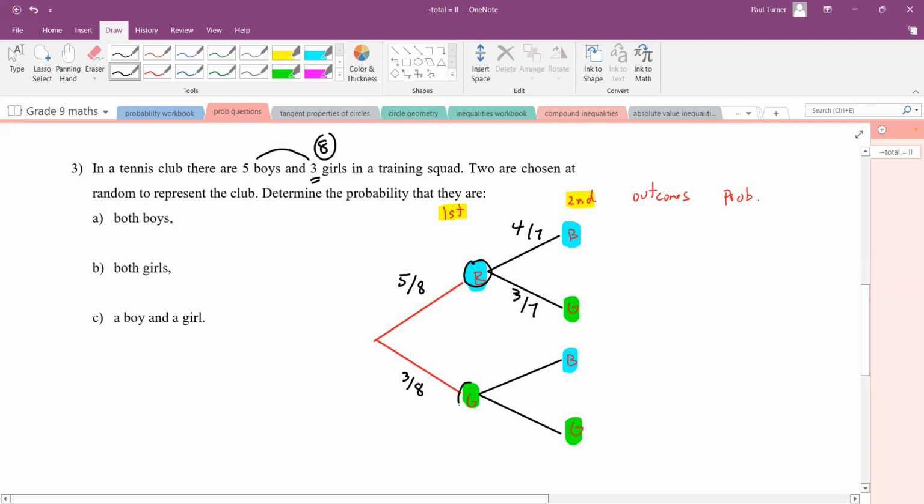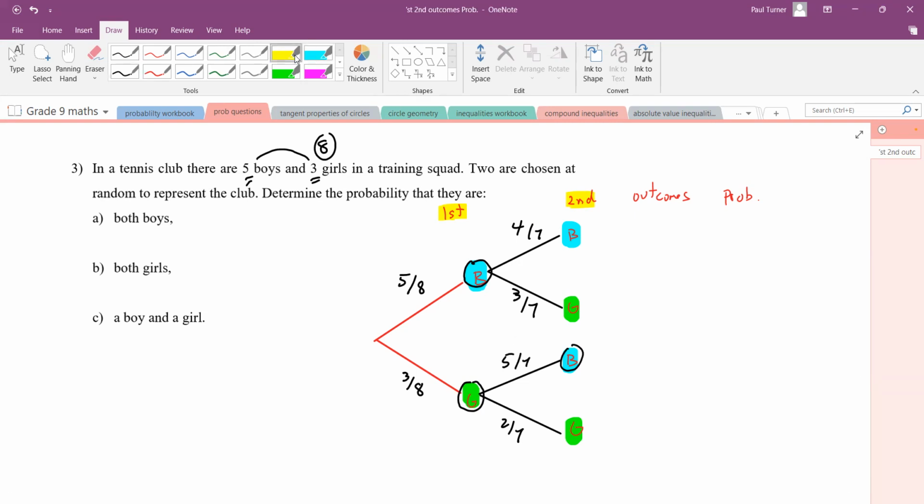Alternatively, you could take a girl on your first choice, on your first selection. So then your chance of another girl would become 2 out of 7, because the first girl has already been taken out and she can't be selected again. So if a girl has been taken out, what's your chance of getting a boy? There are still 5 boys that could be chosen from. So this would become 5 out of 7.